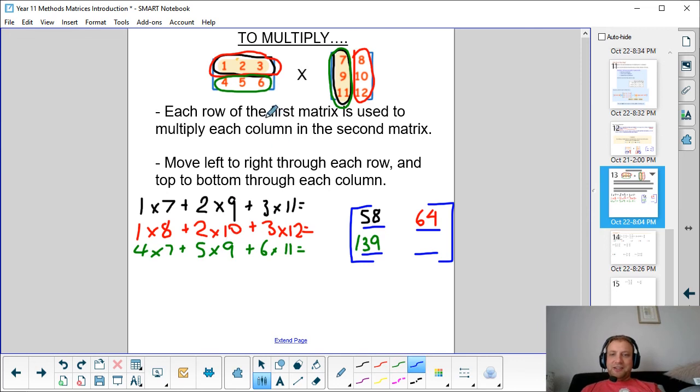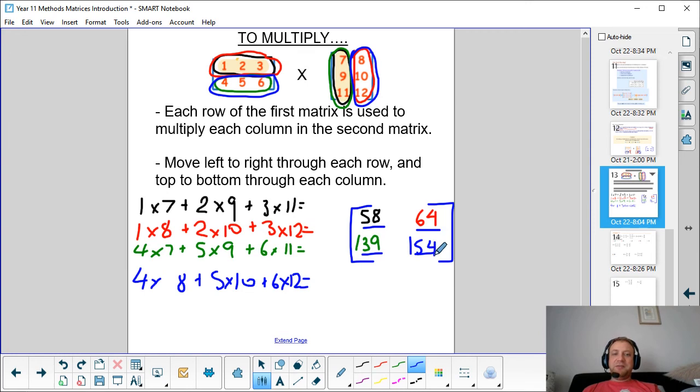And the last thing we need to do now, we haven't multiplied this bottom row by this second column, so we need to do that as well. 4 by 8, 5 by 10, 6 by 12, 154. Okay, and that is how you manually multiply two matrices together. And of course, why would you do that when you've got a graphics calculator?